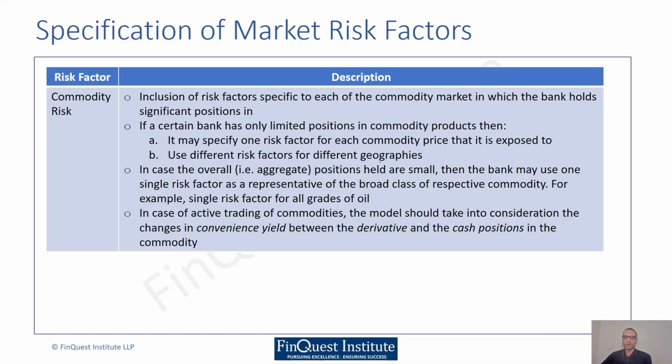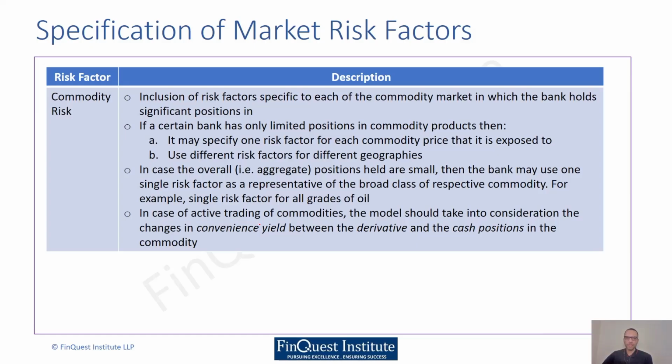And it should use a different risk factor across different geographies, because naturally, as we look at different geographies, the commodity markets are going to behave differently, isn't it? So, that's why this point on geographies. Also, if the overall positions are very, very small, then the bank may use one single risk factor as a representative of a broad class of commodity. Let's say I'm talking from an oil perspective, but imagine that the bank has a very small position. Then having too many risk factors here is an overkill, which is not required. So in this case, a single risk factor for all grades of oil could be used as well.